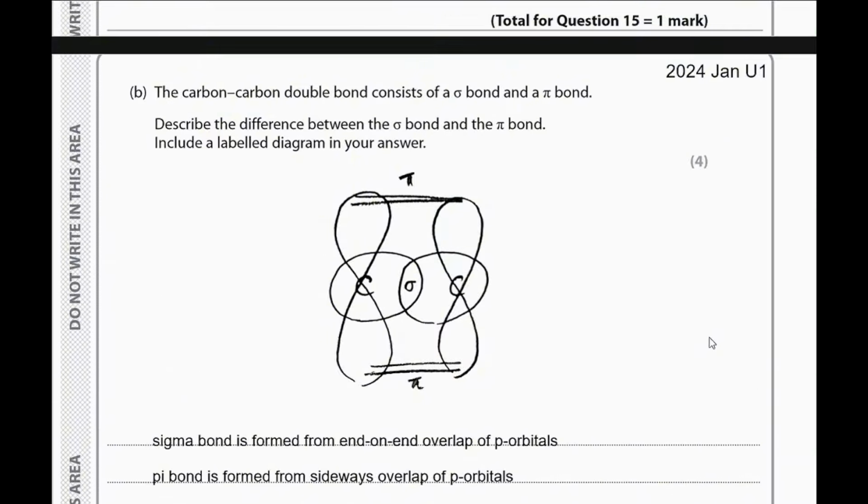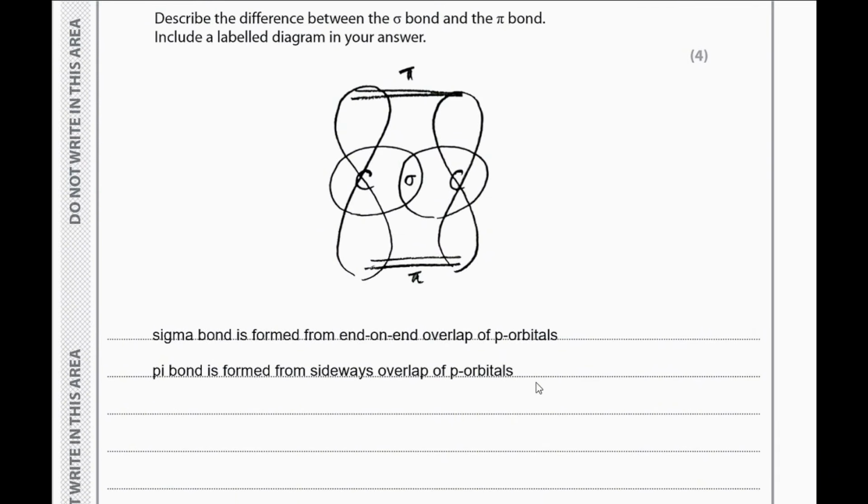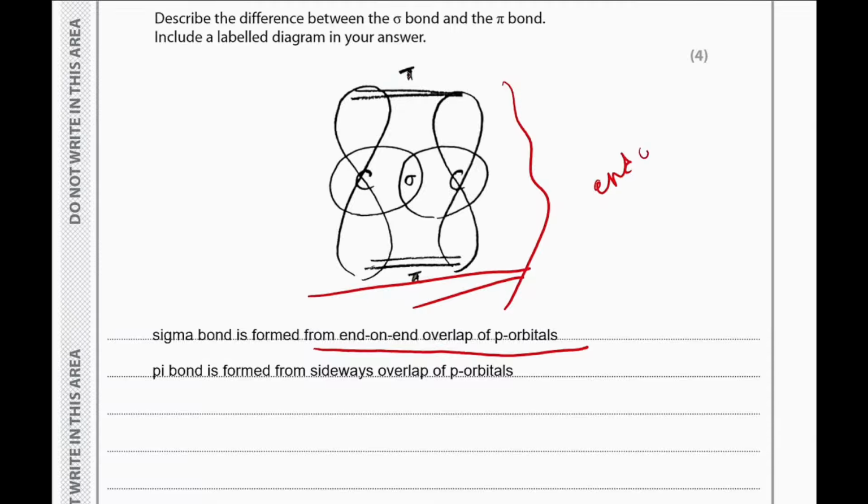Moving on to the next part, the carbon to carbon double bond consists of a sigma and a pi bond. Describe the difference between the sigma and the pi bond and include a labeled diagram in your answer. So if you want to draw the sigma and the pi bond, we know that the sigma bond is formed from an end on overlap of p orbitals, while the pi bond is produced by the sideways overlap of the p orbitals, like perpendicularly, like this. This is the main difference basically between sigma and pi bond.